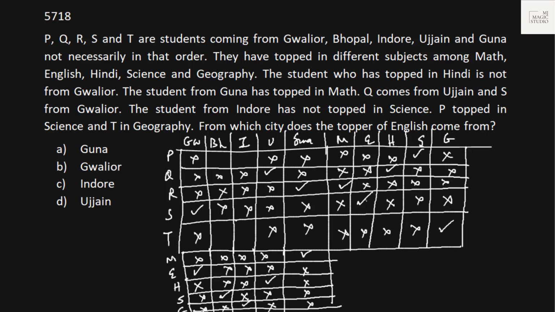Let's see whether we can complete this. Now, Bhopal, science is P. P from Bhopal. And we can see T, Indore, geography. Done. Who is the topper of English, or from which city is the topper of English? Topper of English is from city Gwalior. Option B. Prepare these kinds of grids and solve. It becomes very easy.